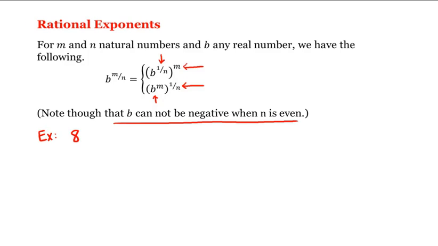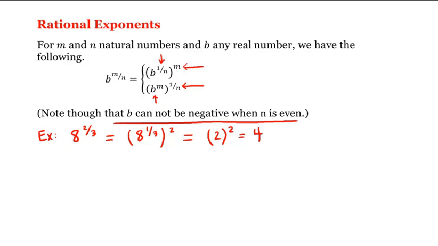Let's say we wanted to compute 8 to the 2/3 power. If we use the first method, this is equal to 8 to the 1/3 power, whole thing squared. And the cube root of 8 is 2. So this is 2 squared, which is equal to 4.